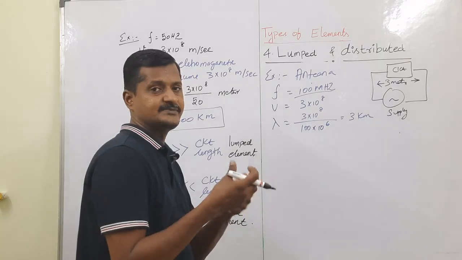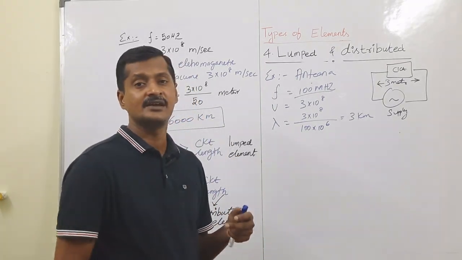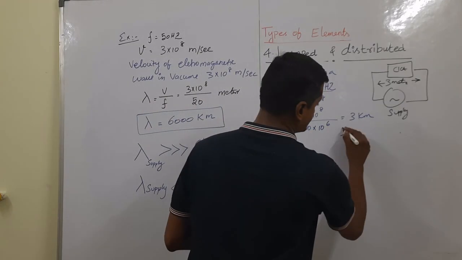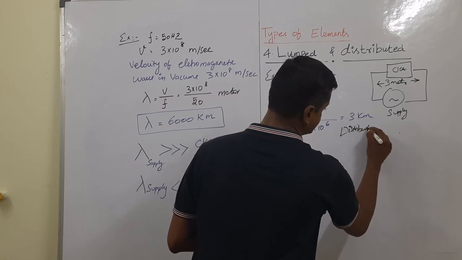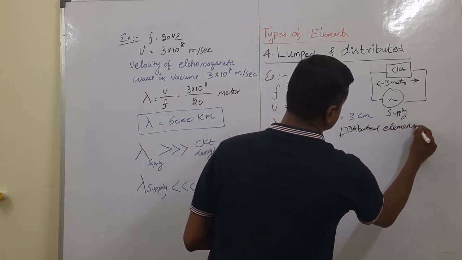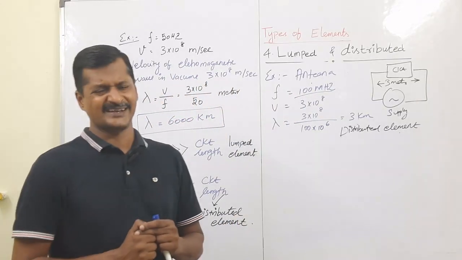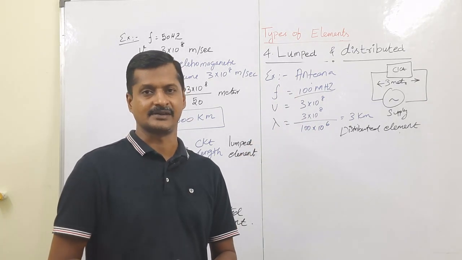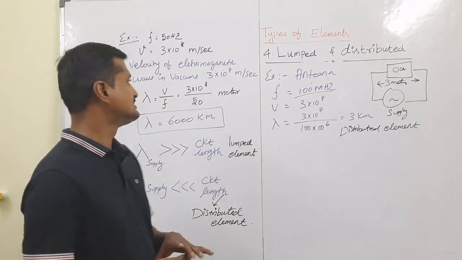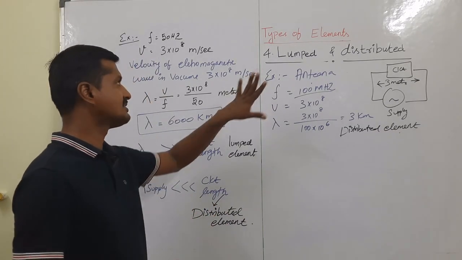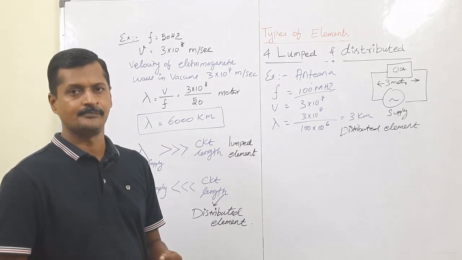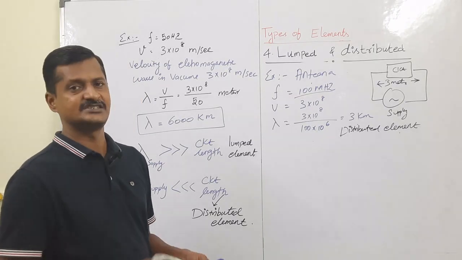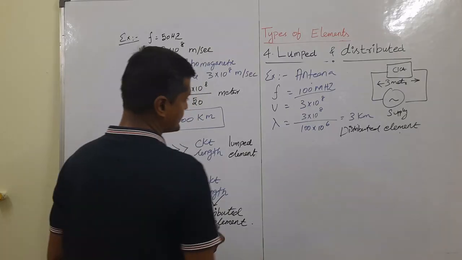As compared to an electronic circuit, a PCB board, 3 kilometers is a very huge circuit. So this also comes under distributed element. So lumped and distributed are mostly classified based on lambda. Lambda is the wavelength of the supply. So how many meters of distance it covers, based on that we are classifying the lumped and distributed element. So, note point for lumped and distributed element.